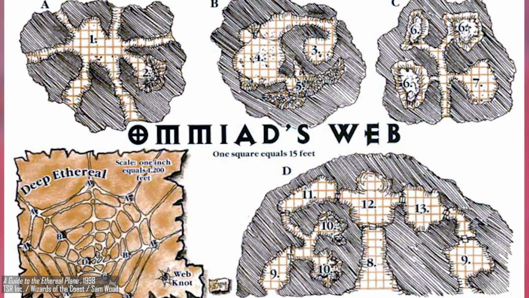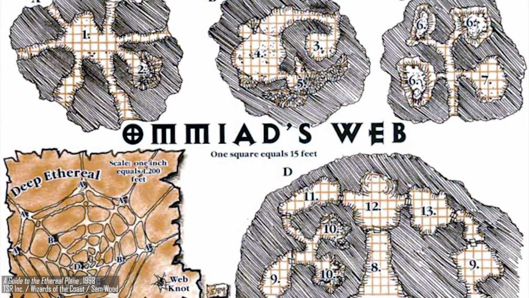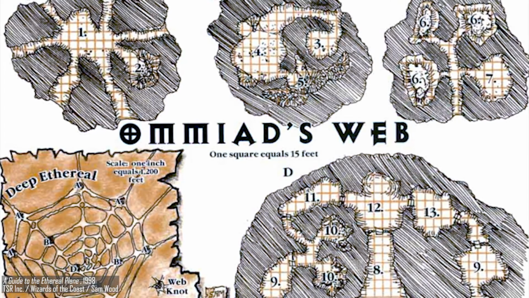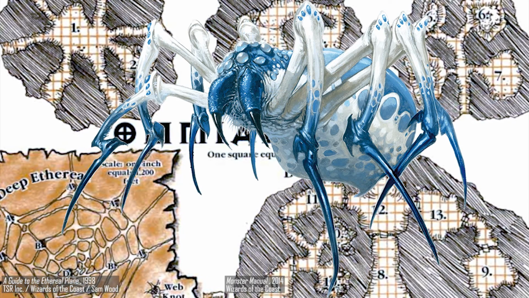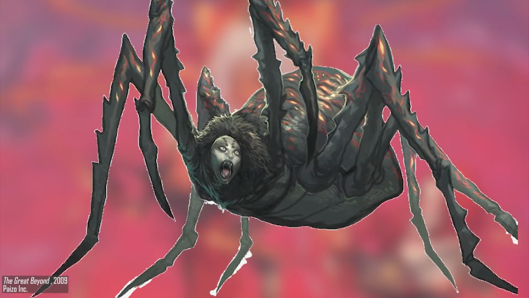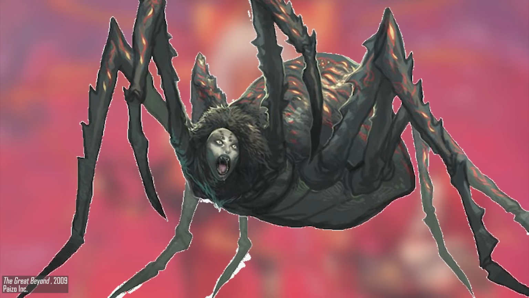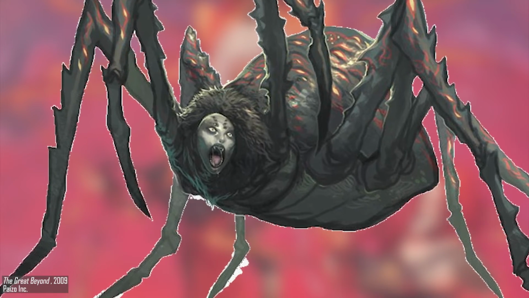The greatest of these webs is controlled by the phase spider matriarch Ommiad. This massive web slowly spins through the deep ethereal and has hundreds of phase spiders that live on it, always searching for food. Ommiad is said to be massive in size and wears many powerful magic items, and recently, many have claimed that Ommiad has put in a policy that merchants are to be traded with, not eaten.